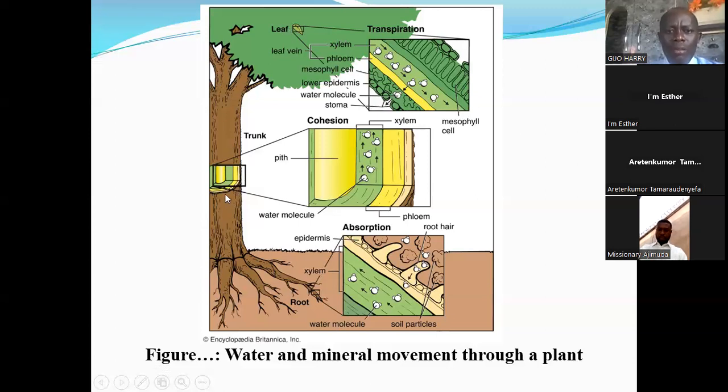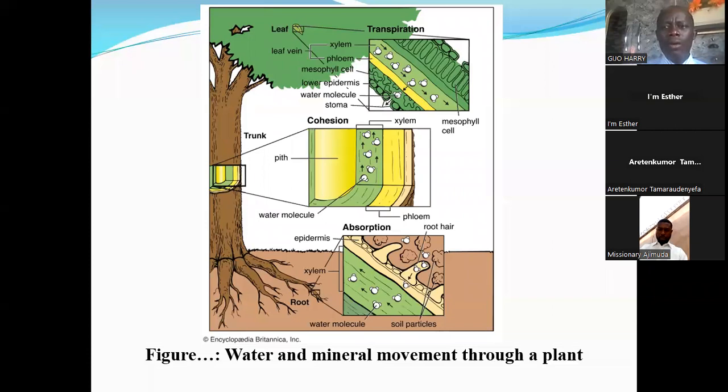And this is also made possible through cohesion. Water molecules are cohesive to each other. They are able to stick together. And because water molecules stick together, when you drag one up, the other one drags others upwards. So the cohesive forces of water facilitate the movement of water upwards.